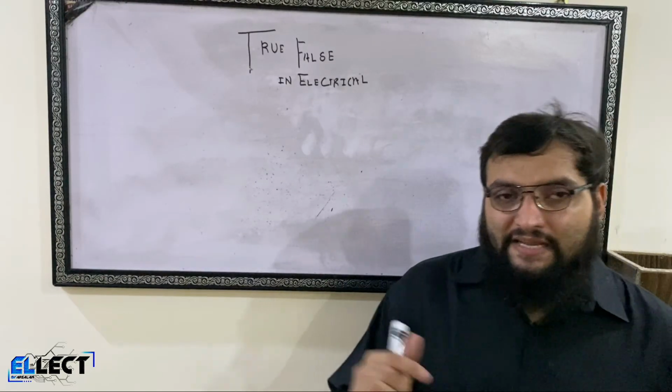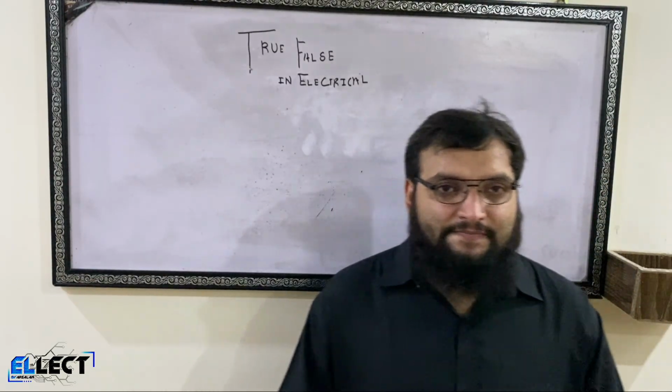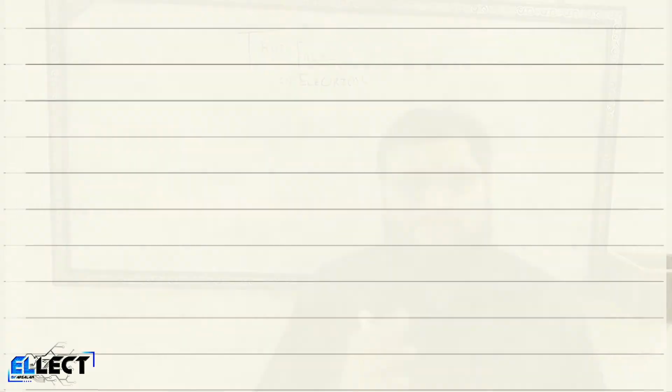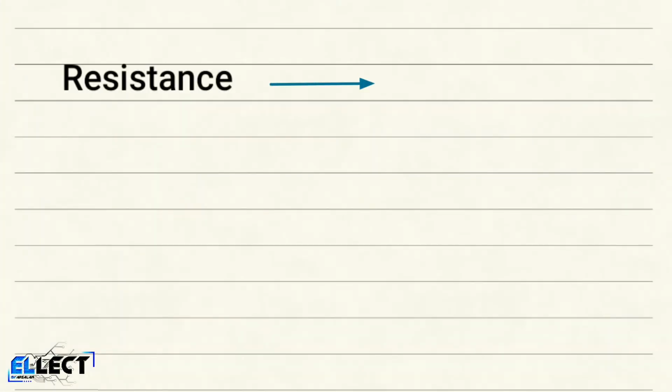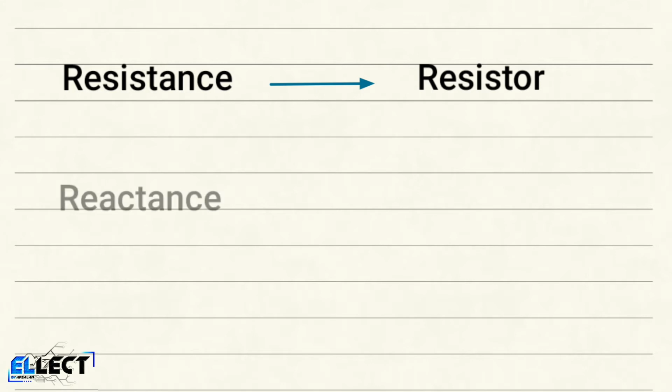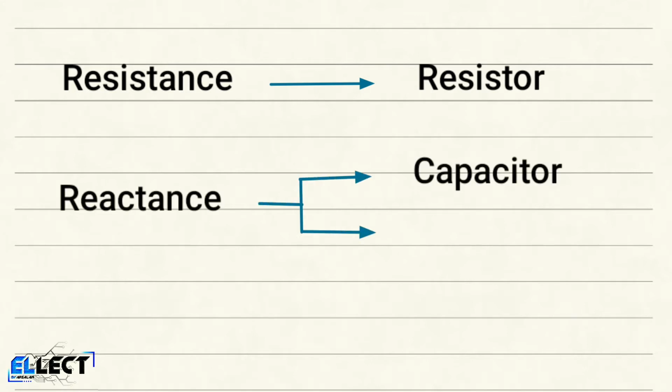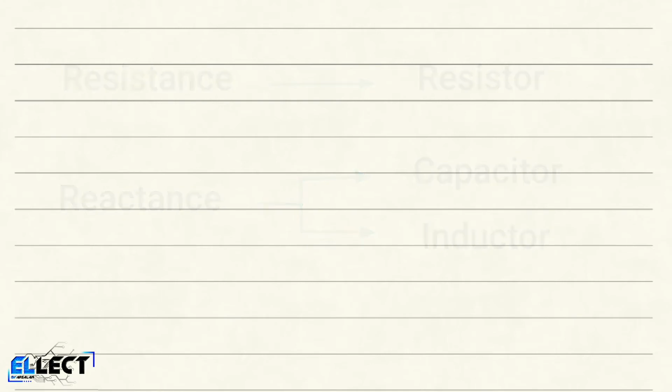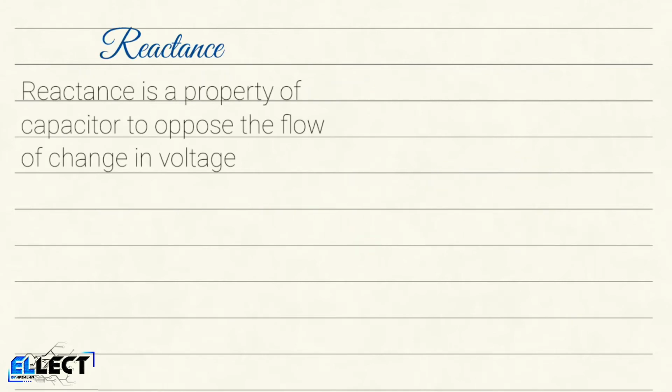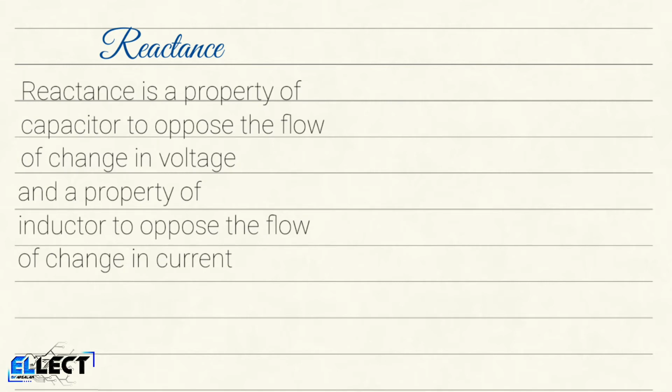Now coming to the second quantity, that is reactance. Resistance is the property of only a resistor, but reactance is the property of a capacitor as well as an inductor. So reactance is the property of a capacitor to oppose the change in voltage, and the property of an inductor to oppose the change in current. While the opposite of reactance is susceptance.